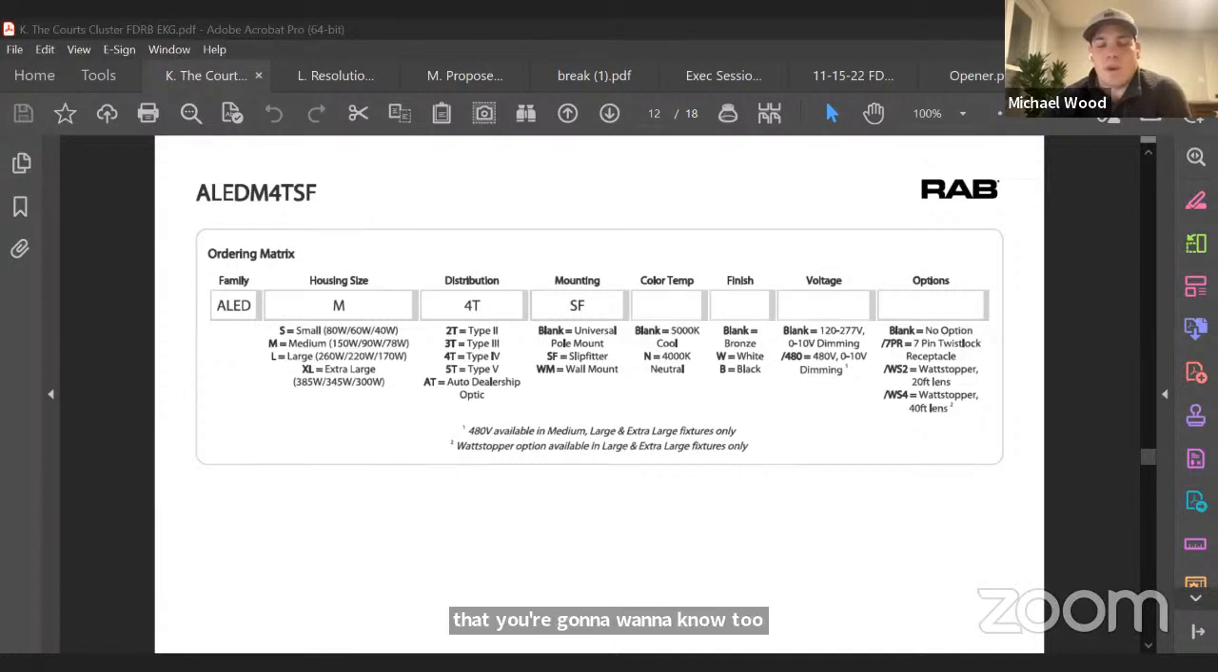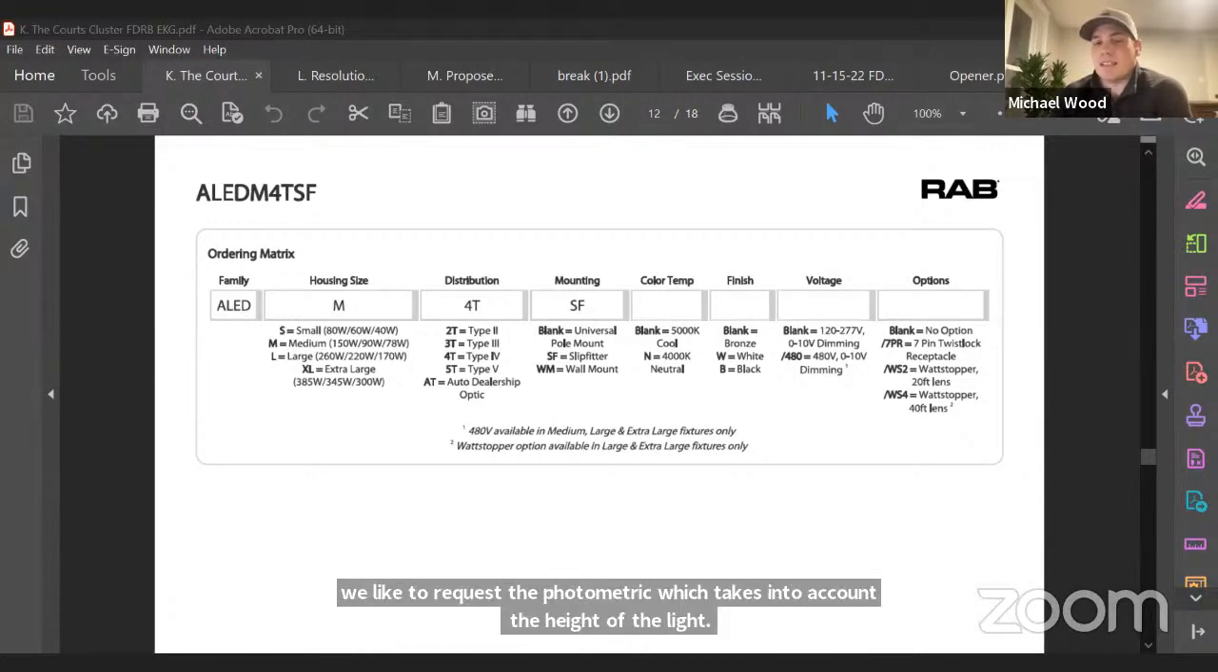Now, it sounds like you're willing to take the trial and error approach. If you do, potentially, let's say, you put the light fixture in and it spreads way too far because the fixture is way too big, as an example. And then all of a sudden you're having to pay the expense of redoing the lights because the light output is too significant for the height of your current poles. I'm just throwing potential situations out there, right? That's why we like to request the photometric, which takes into account the height of the light and how far the spread is at that certain height.